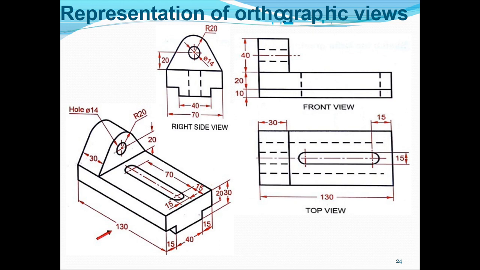See this diagram very carefully and try to draw the front view, top view and the side view for this component. Here the red color lines indicate the central axis line, and the black color dotted lines, or black color dashed lines, indicate the hidden lines. Okay, so with this we will stop this orthographic projection, and next we will be going for projection of points.